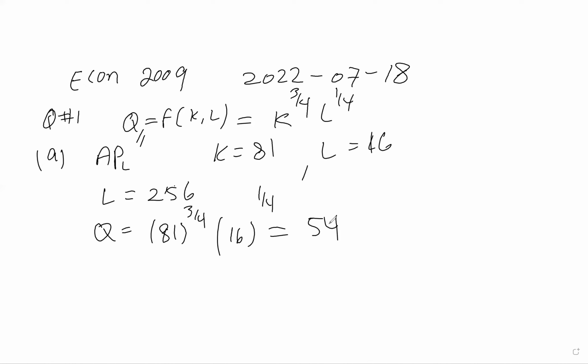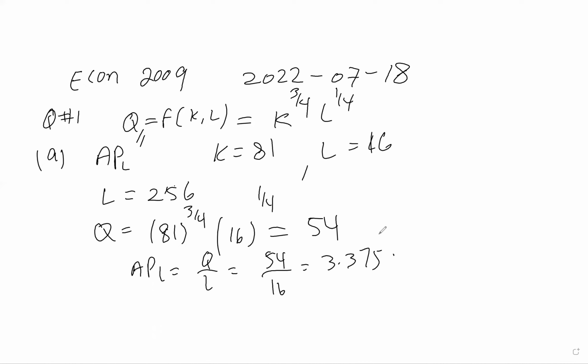Also, we know that APL, the average product of labor, is equal to Q/L, and therefore we have 54/16, which is equal to 3.375.